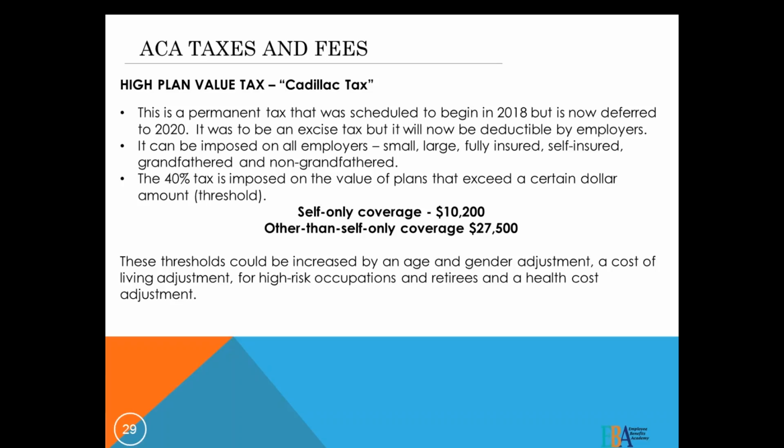These thresholds will be indexed or adjusted based on the average age and gender of the group if the average is higher than the national average. There's a cost of living adjustment. Some plans with high-risk occupations and retirees will have an adjusted threshold, and the threshold could be increased based on health cost adjustments, which tie to the Federal Employee Health Benefit Plan Blue Cross standard option.